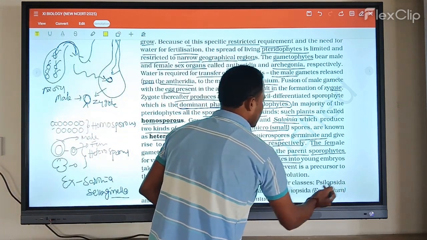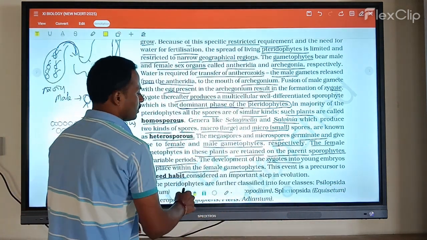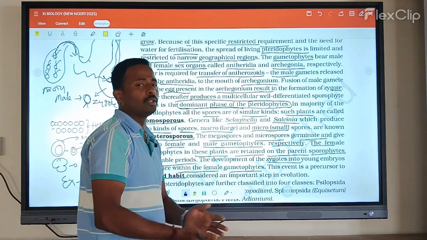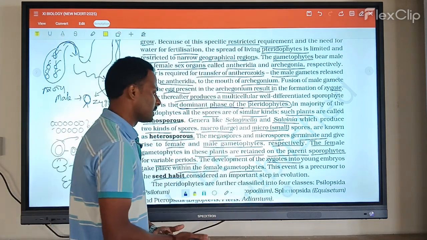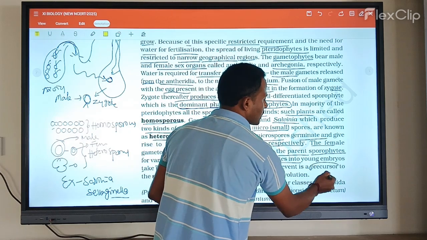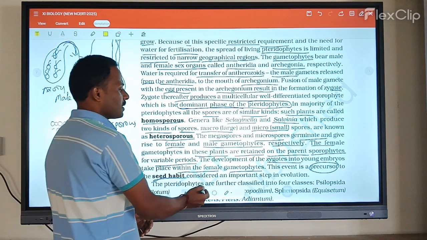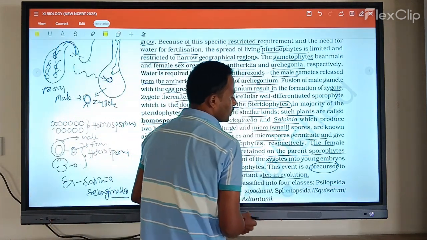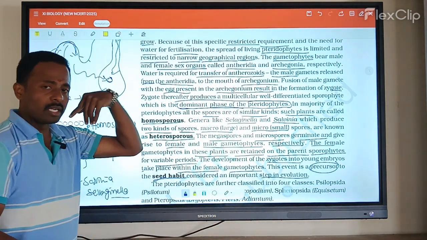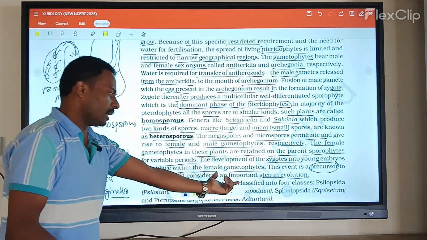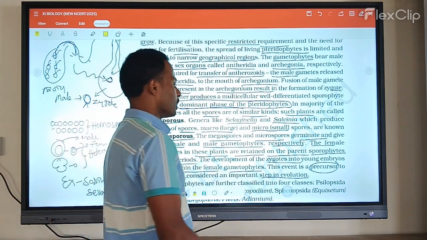Now this event is the precursor to the seed habit. When the female gametophyte retains and develops the embryo directly, it forms a precursor to the seed habit. This is considered an important step of evolution. The seed habit is a very important step in evolution.